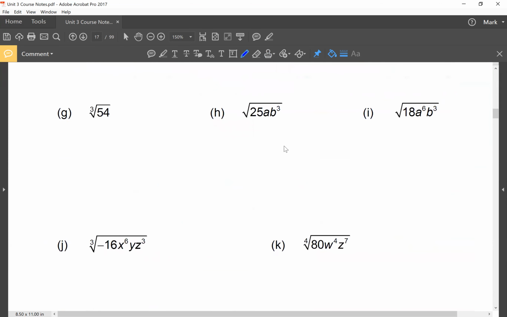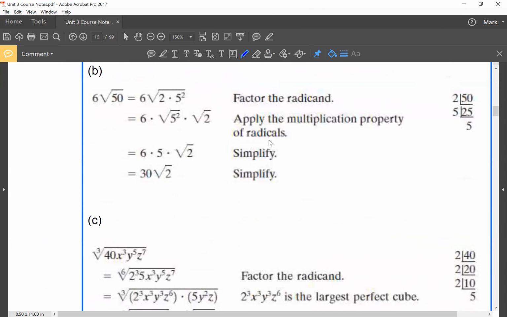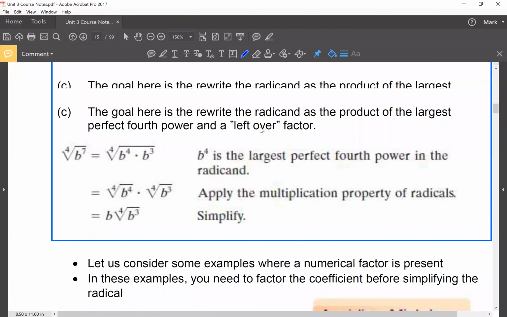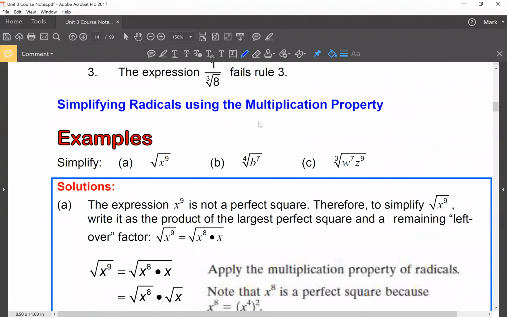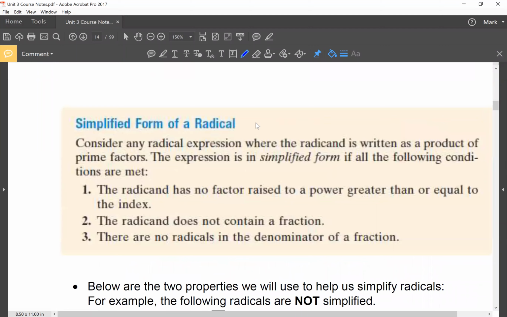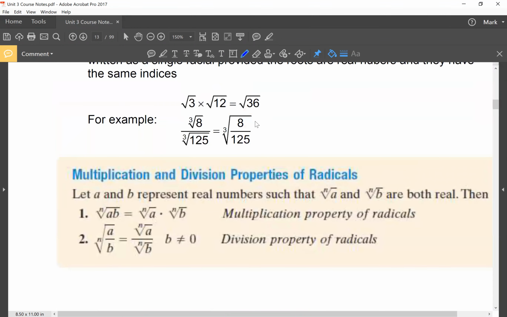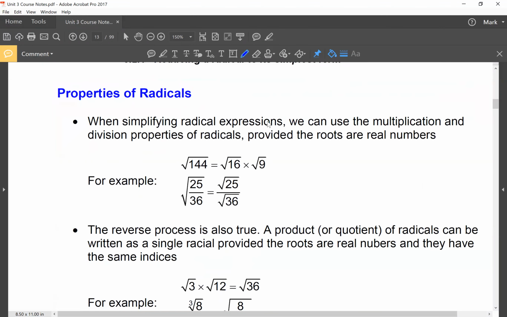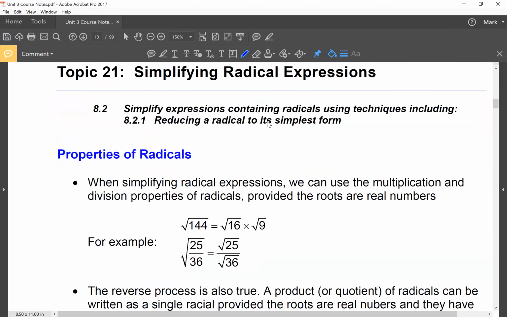Okay, yeah, so let's do one more topic. And that'll be it for today. There's a lot of information here, so that's why we're only going to do one more. Topic 21, simplifying radical expressions.